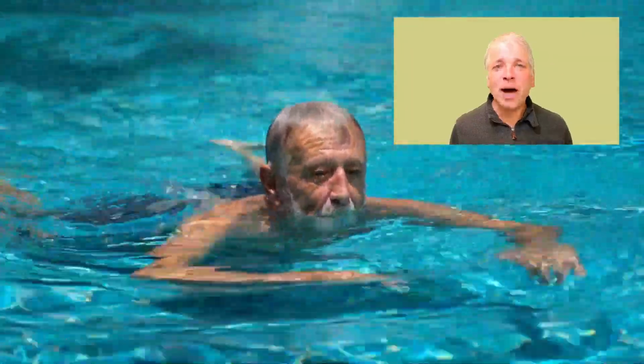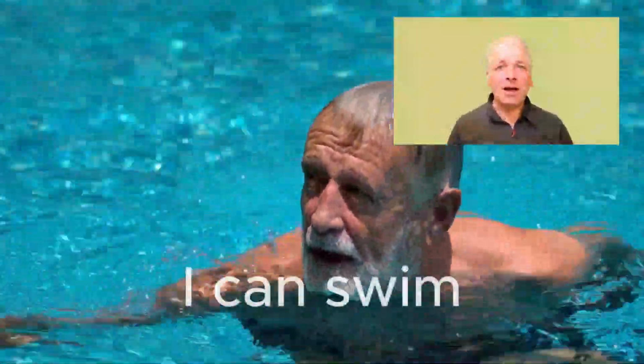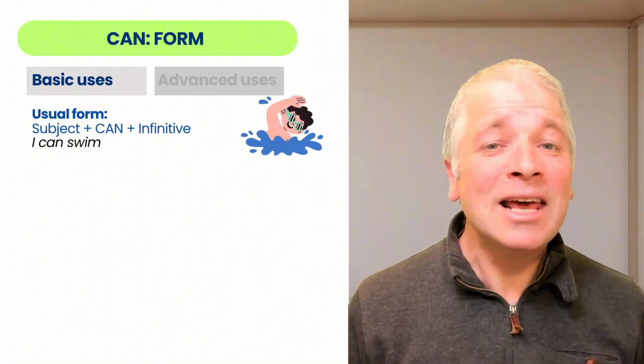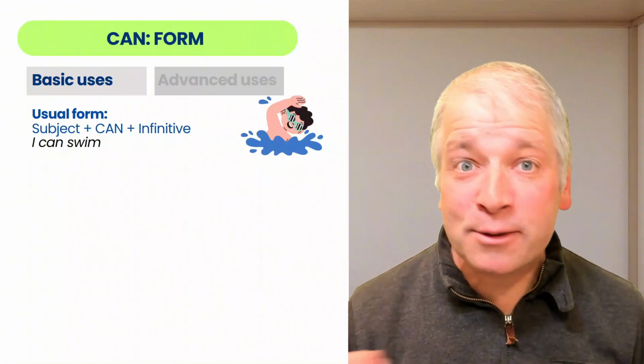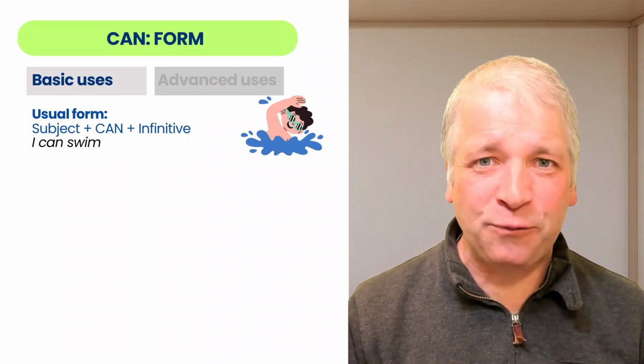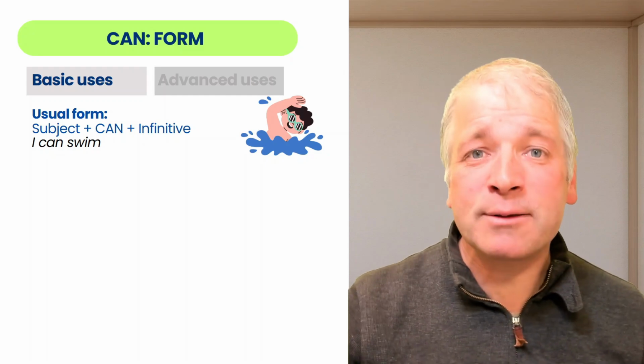Here's a man who has a very common ability. If you ask him, what is this ability? He would say, I can swim. So one of the main uses of can is for ability, but there's so much more to it than that. Let's start by looking at its basic form. Subject, can, then infinitive. I can swim.